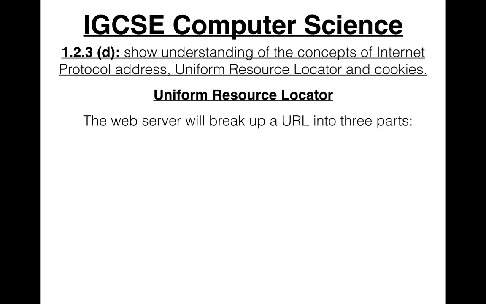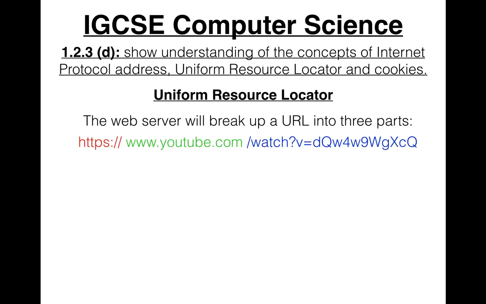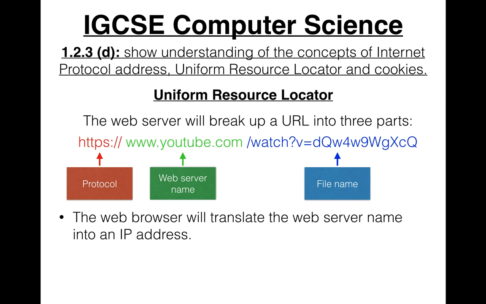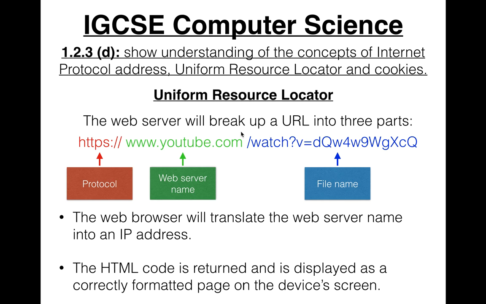The web server will break up a URL into three parts: the protocol, like HTTP or HTTPS, the web server name, and the file name. The web browser will translate the web server name into an IP address. When you type in a URL and hit enter, the HTML code which exists in that location is returned and then displayed as a page on your device's screen. That's pretty much what happens.